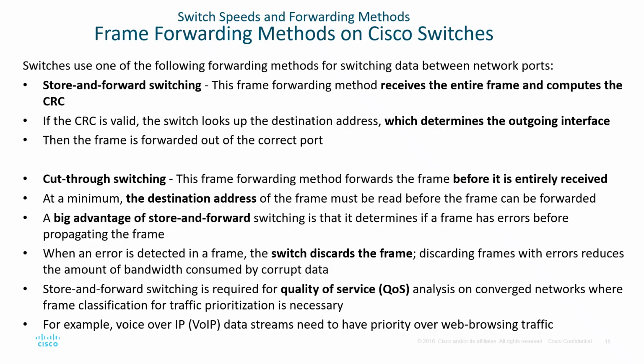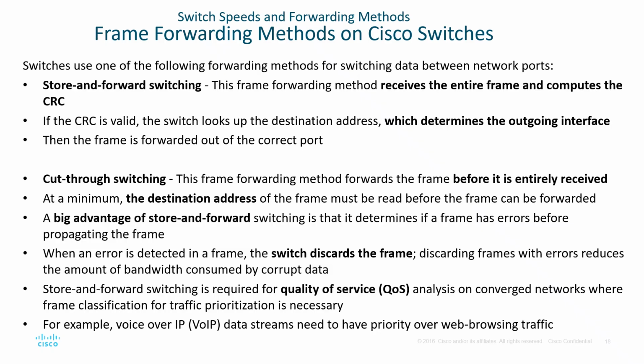In cut-through switching, this frame forwarding method forwards the frame before it is entirely received. At a minimum, the destination address of the frame must be read before the frame can be forwarded. So think back a couple of slides when I said, gee, why do you think the destination address comes first for a switch? This is why. Because in cut-through, as soon as the switch knows the destination address of the frame, it will start to forward that frame.